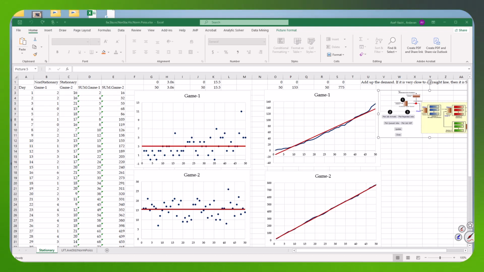In Game 1, at the beginning, maybe the first 70 days, you do not have stationary demand. Demand is going up. In the last, say, 50 days, you do not have stationary demand. Demand is going down. But between these two periods, about 130 days, you have stationary demand.